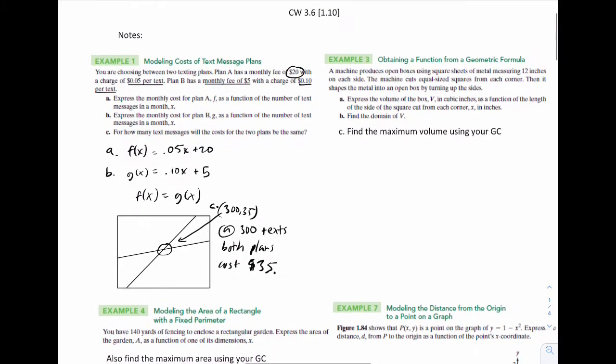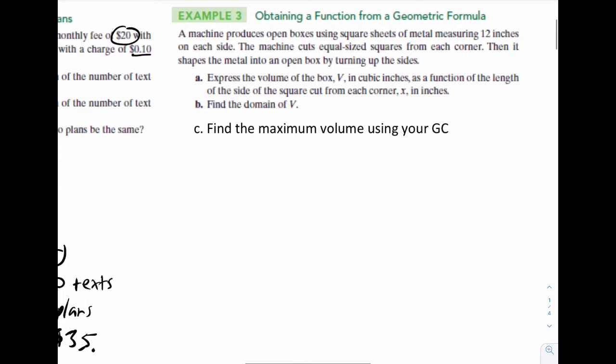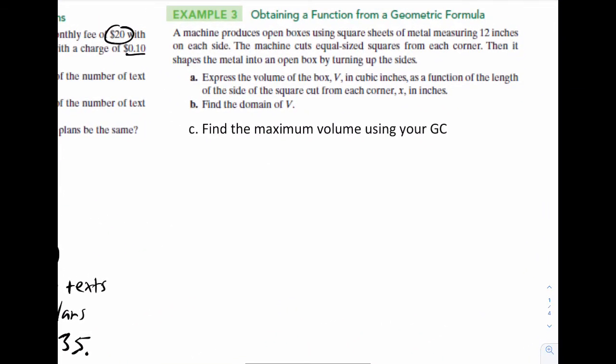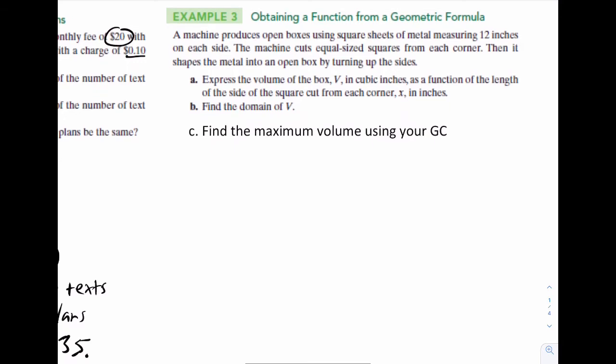Now let's go to the next one. A machine produces open boxes using square sheets of metal measuring 12 inches on each side. The machine cuts equal-sized squares from each corner. Then it shapes the metal into an open box. So to do this, you got to kind of visualize.